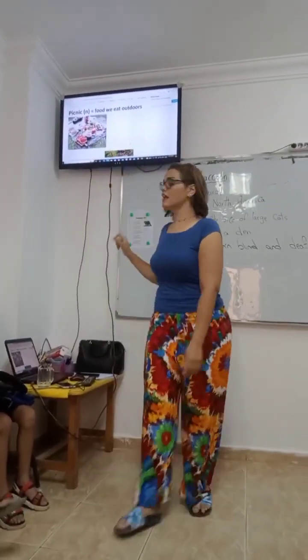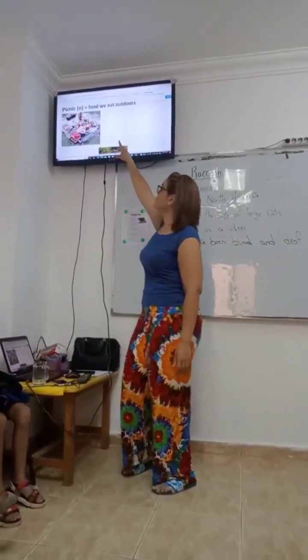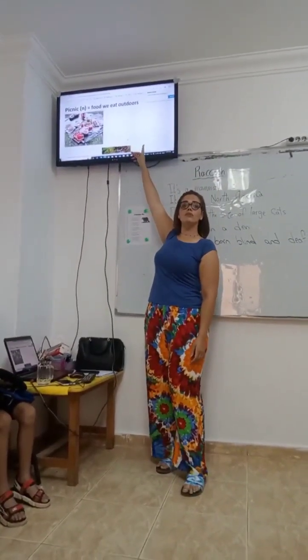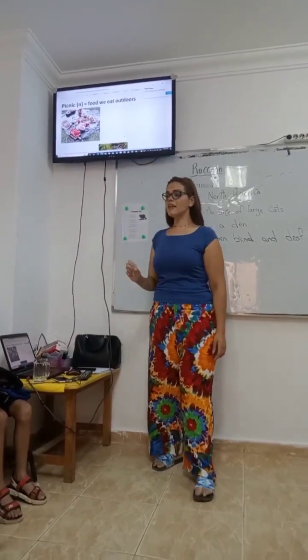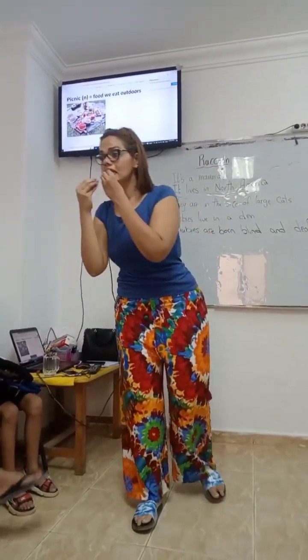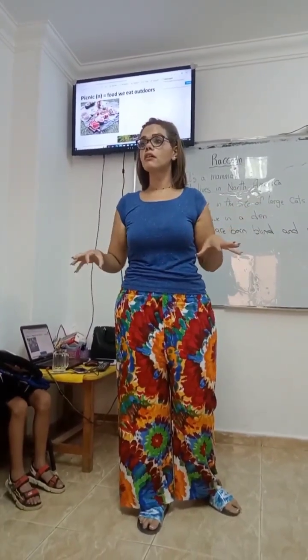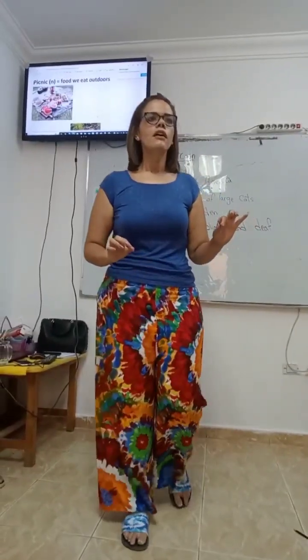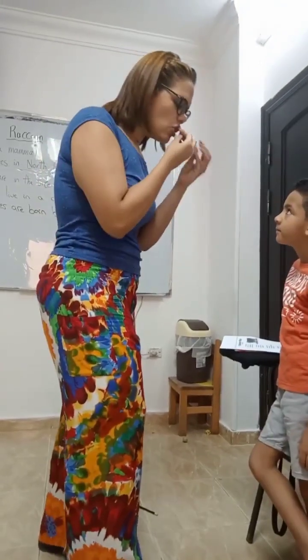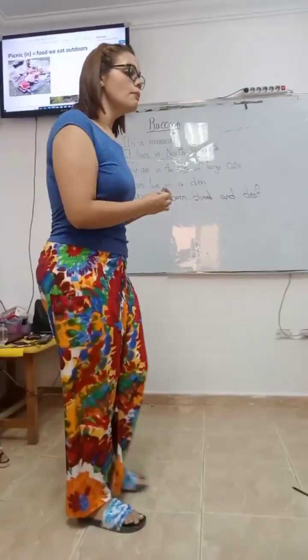So what is the picnic? The picnic is food that we eat outdoors. Picnic is food that we can eat outside our house, in the garden or in the park. You got the point? Yeah. So this is the picnic. So the raccoon is going to snatch the picnic sandwich and he's going to take the sandwich to the brook.